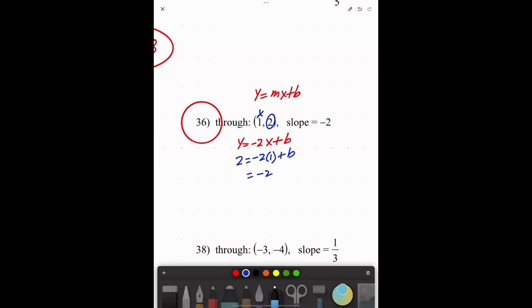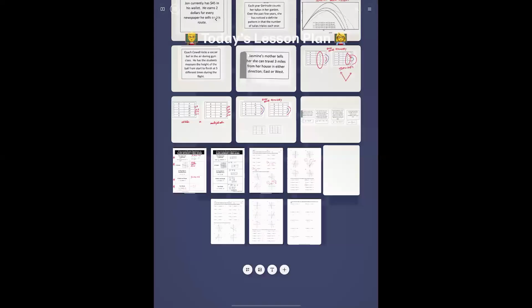So here's the equation we have. It's going to be 2 equals negative 2 plus b. And then to get b by itself, we're just going to add 2 to both sides. And what we're going to have is 4 equals b. So that's the y-intercept. So our equation is going to be y equals negative 2x plus 4. Boom, done.